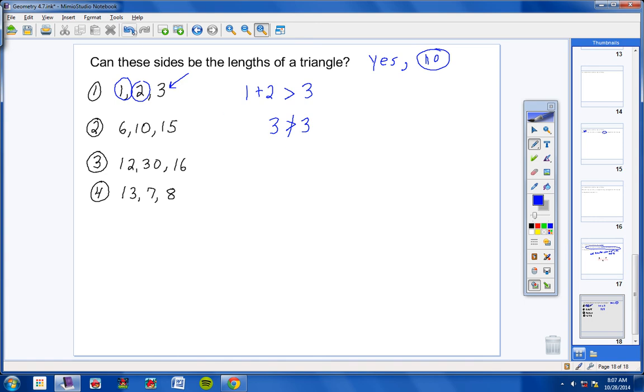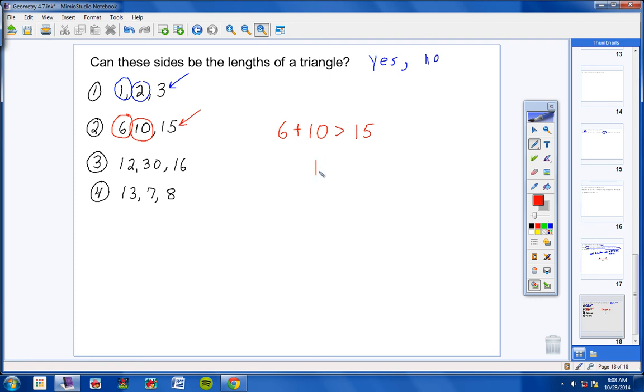Okay, let's try another problem. Pretty simple stuff here. Pretty cool stuff. All right, let's move on to the next problem. Find the two smallest or shortest sides. Here they are. Okay, let's add them together. And then say they have to be greater than the third side, which is 15. Let's see if that's true or false.